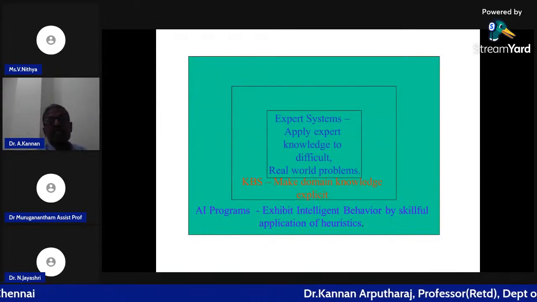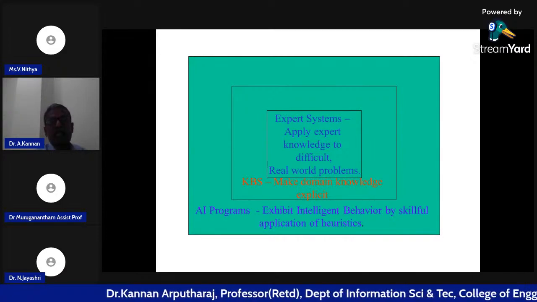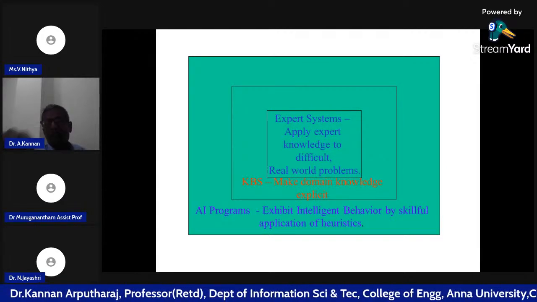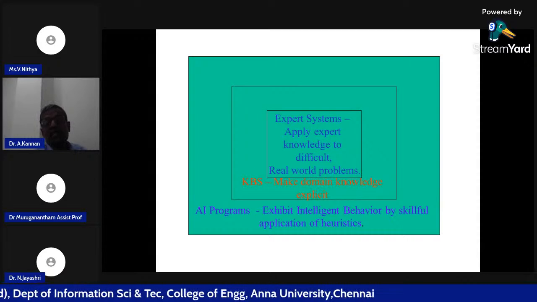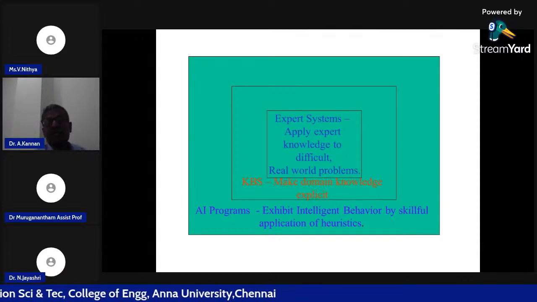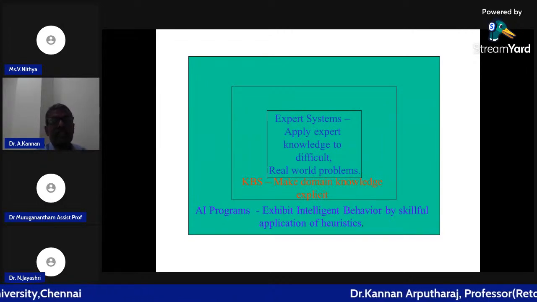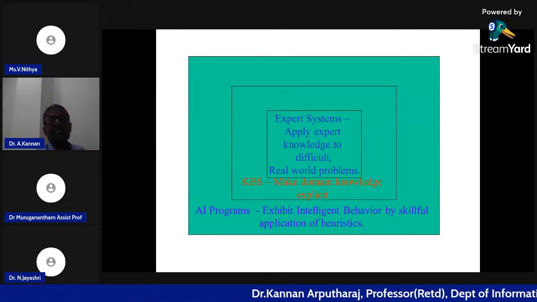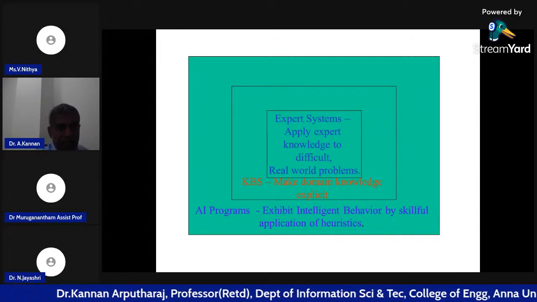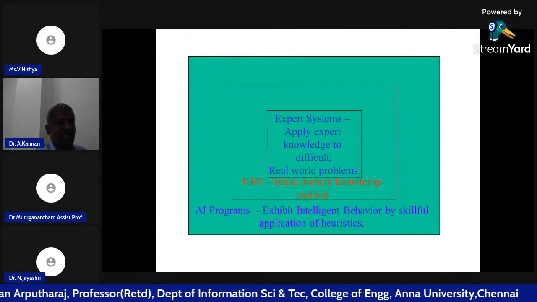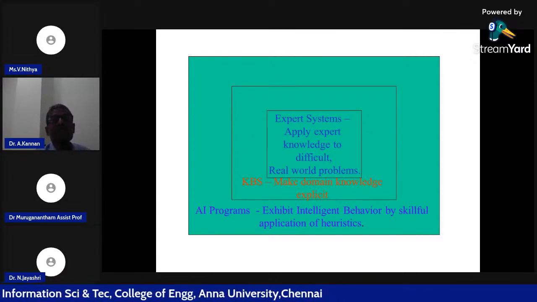Now I will distinguish between AI programs, knowledge-based systems, and expert systems. AI programs are computer programs that perform heuristic search and exhibit intelligent behavior by the skillful application of heuristics. A knowledge-based system is a subset of AI in which the domain knowledge and problem-solving knowledge are separated. Expert systems are knowledge-based systems in which we consult the domain expert and develop the intelligent system.